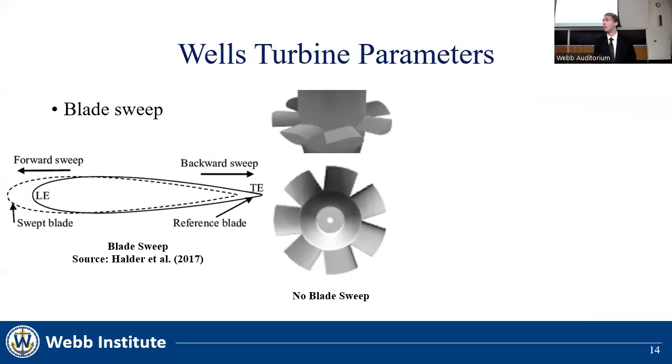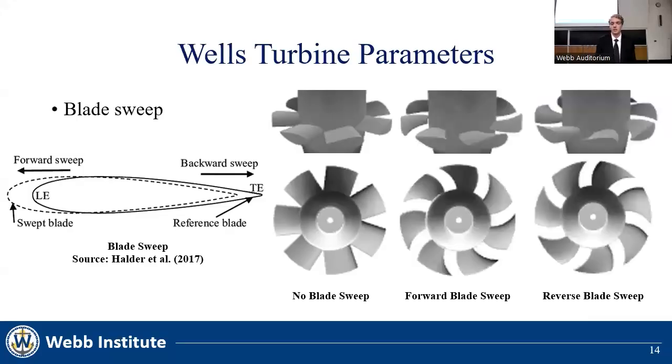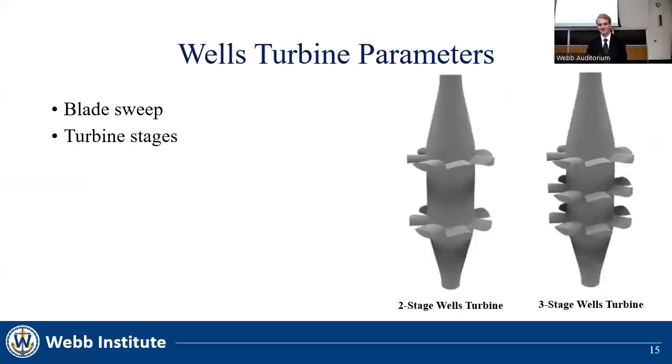Sweep improves the system's operating profile at the expense of its peak performance. The blades can be swept towards the leading edge, known as forward sweep, or towards the trailing edge, which is known as reverse or backward sweep. Another factor is the number of stages. These stages are simply the rows of blades, as seen in a two-stage and three-stage turbine on the right.